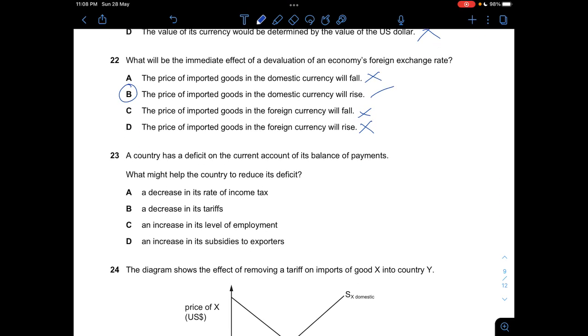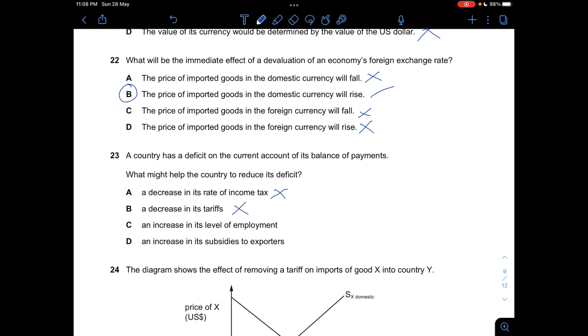Question 23, a country has a deficit on the current account of its balance of payments, and what might help the country to reduce its deficit? So it has a deficit because there is more outflow of money than your inflow. So A, it says a decrease in its real income tax, which is not correct. You'll actually end up letting more people purchase imported goods. B, a decrease in its tariffs, which will result in more people purchasing foreign goods.